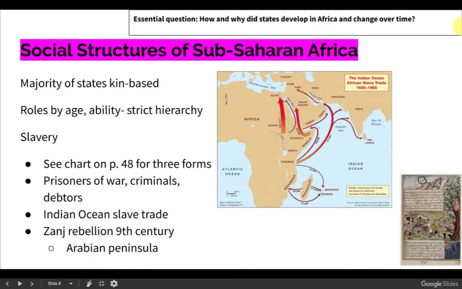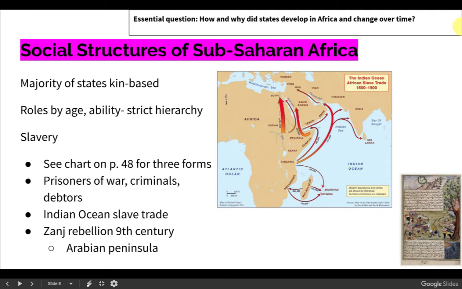The chart in your book reviews three types of slavery in world history. Please notice that chattel slavery, which is maybe what we're used to from our studies of U.S. history, did not exist in Africa at this time. There was a widespread slave trade between East Africa and the Middle East, as you can see on this map. Common labor for these slaves was on the sugar plantations of Mesopotamia in modern-day Iraq.